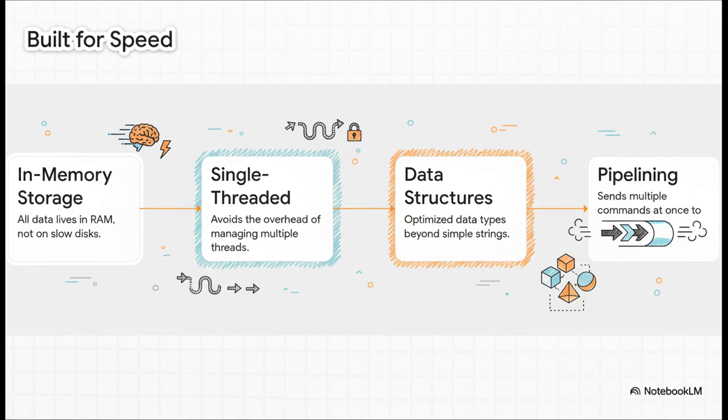Second, it uses a single-threaded model. Now, I know what you're thinking. Wait, isn't multi-threaded better? Not always. By being single-threaded, Redis avoids all the complicated overhead of managing thread locks, which makes operations super efficient. Then you add in highly optimized data structures and something called pipelining, which lets you send a whole batch of commands at once. It's just built for speed from the ground up.